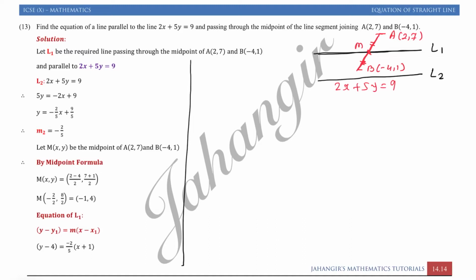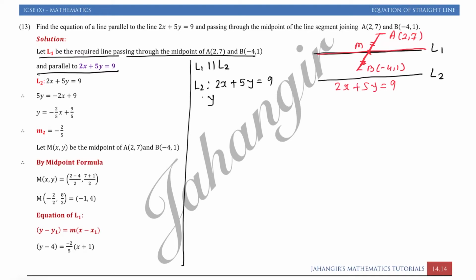To find the equation of L1, what do we need? First we need the slope. The slope can be found using L2. So finally we will say L1 is parallel to L2. You can write: let L1 be the required line passing through the midpoint of this and parallel to 2x plus 5y is equal to 9. L1 is parallel to L2. So first we will find the slope of L2.